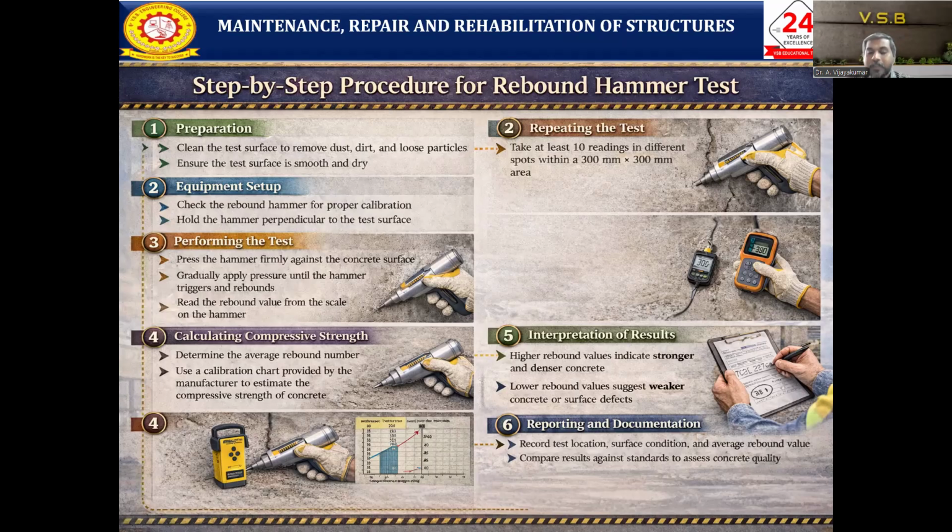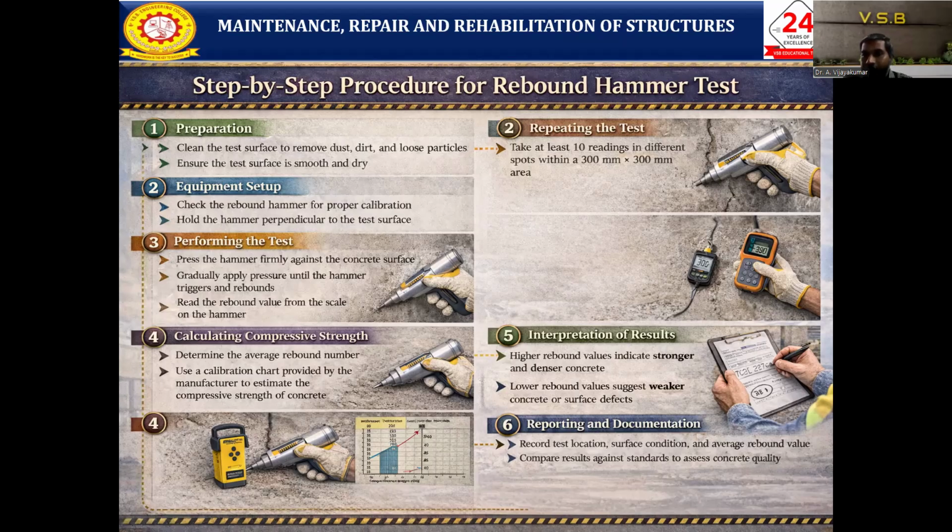Okay. So based on the rebound value, we can interpret the result. A higher rebound value indicates stronger and denser concrete. Vice versa, a lower rebound value suggests weaker concrete or a defective surface. Okay, that is the conclusion we need to keep in the documentation.